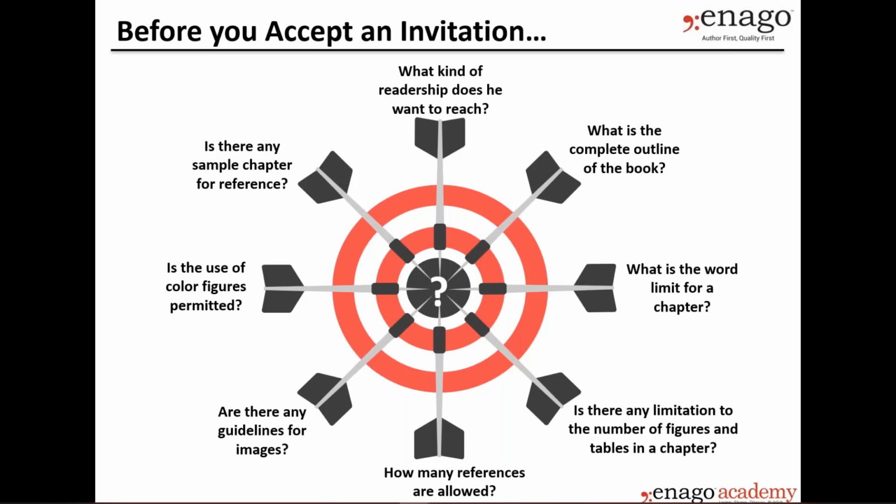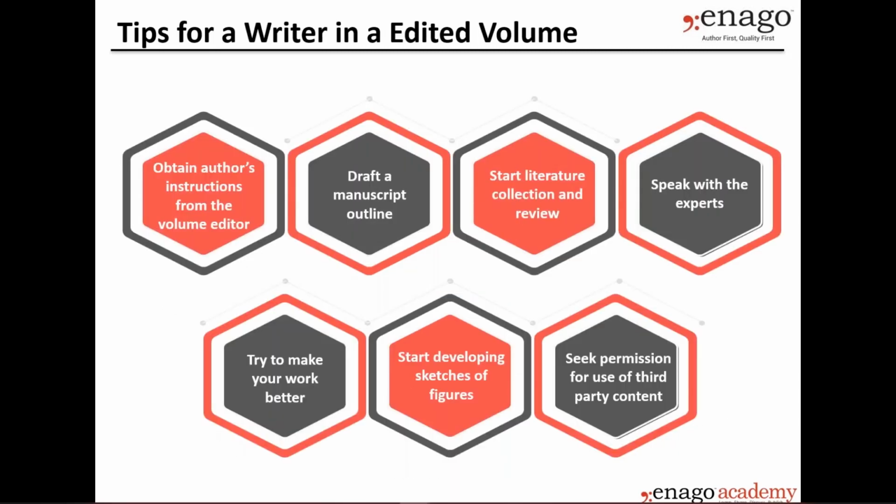What is the word limit for your chapter? Is there any limitation to the number of figures and tables in a chapter? How many references are allowed? Are there any guidelines for images? Is the use of color figures permitted? Has a sample chapter been prepared which would help to actually clarify further questions for you? So these are just some of the questions you might ask the publisher or the editor of the book.